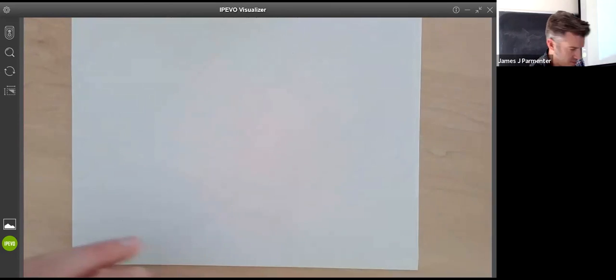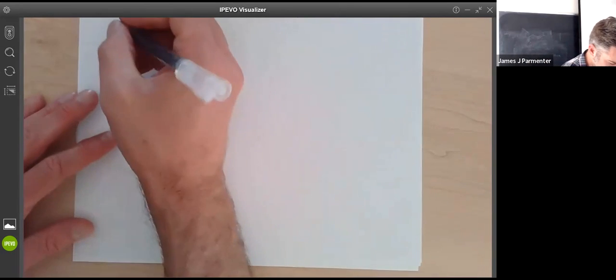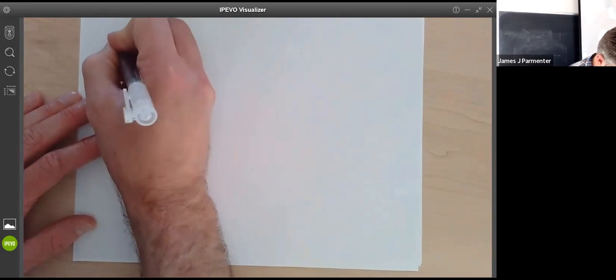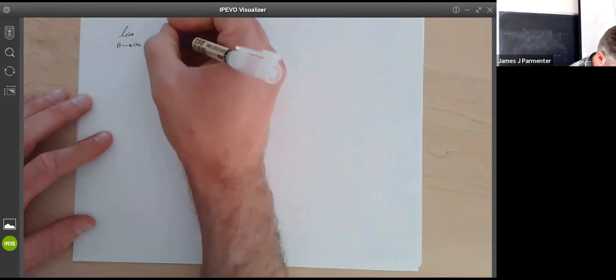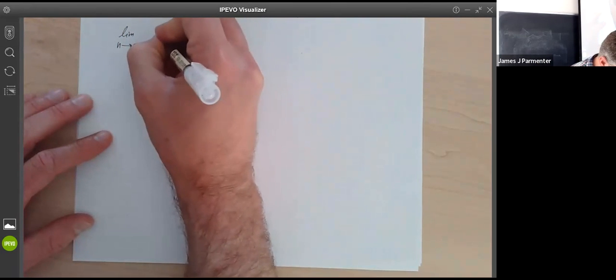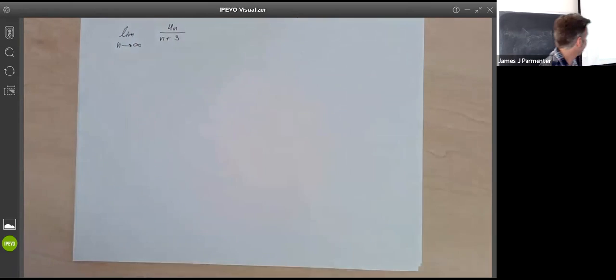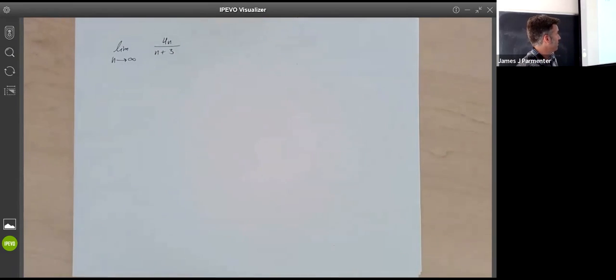So let's look at another example. Let's look at this limit. Limit as n goes to infinity of 4n over n plus 3. And I think all of you could tell me that the limit of this is what?